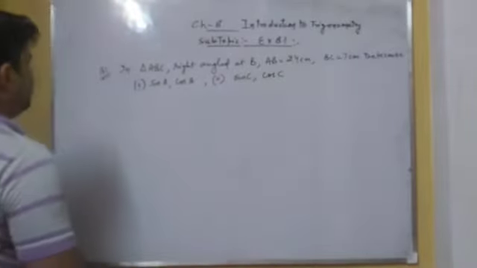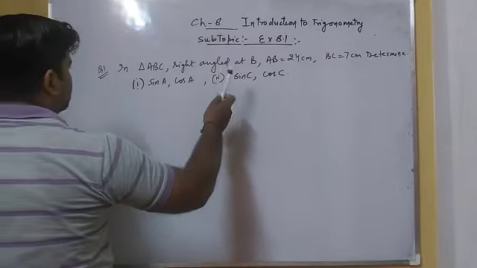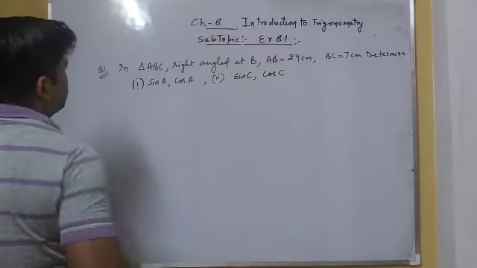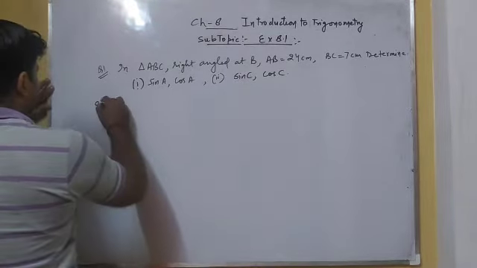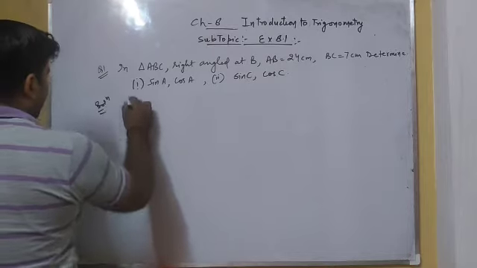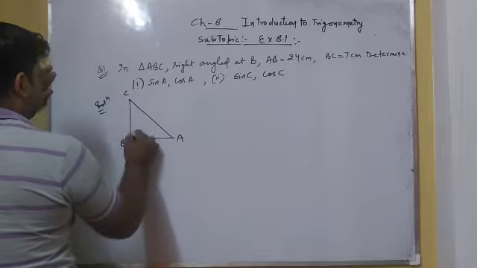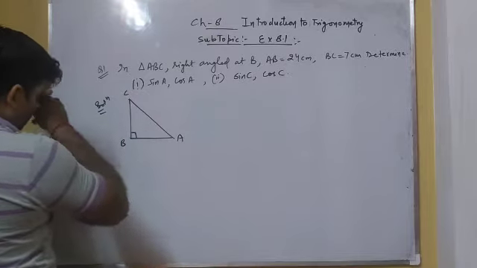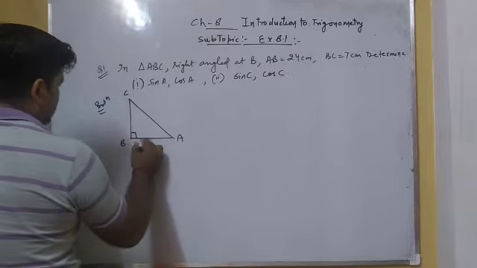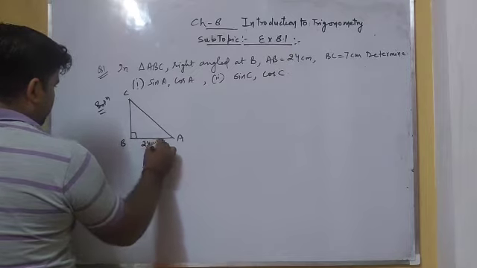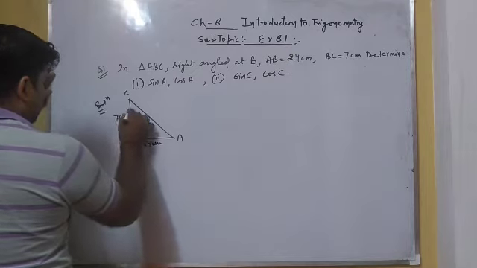We have to determine sin A and cos A in the first part, and in the second part we have to determine sin C and cos C. First of all, we draw a triangle ABC. Here angle B is 90 degrees, which is given in the question. AB is given, which is 24 centimeter, and BC is given, which is 7 centimeter.